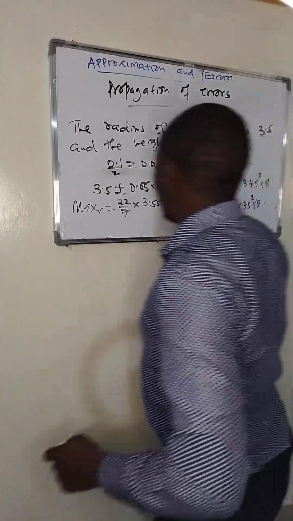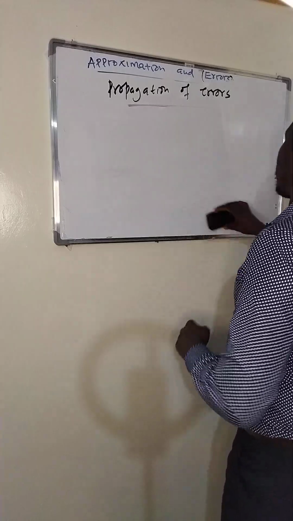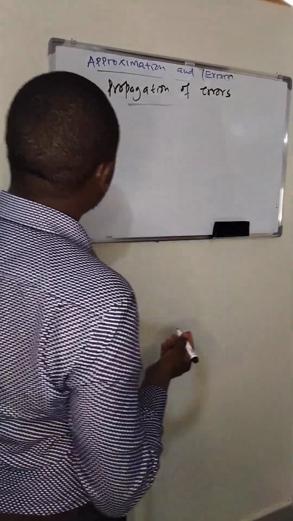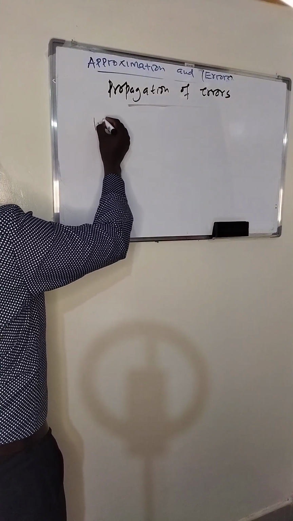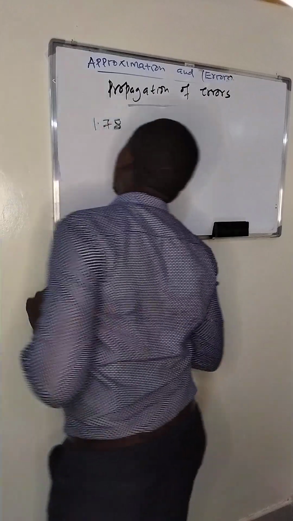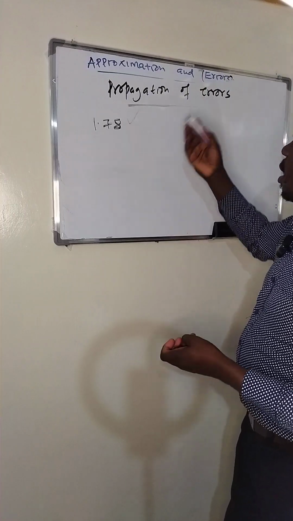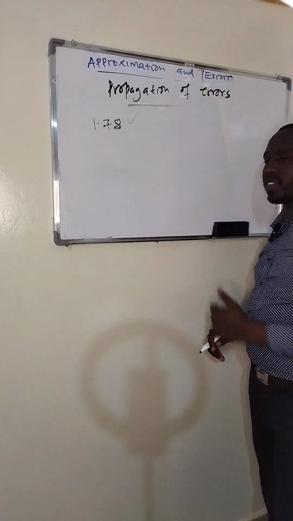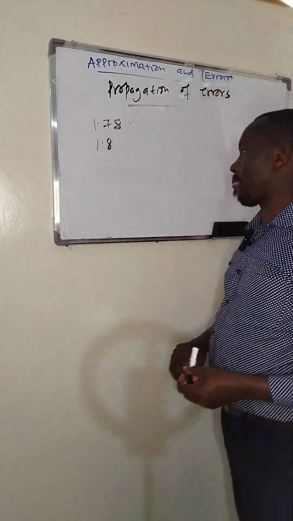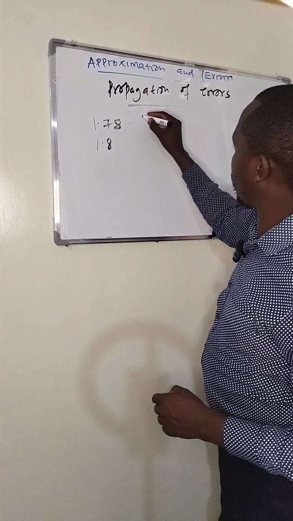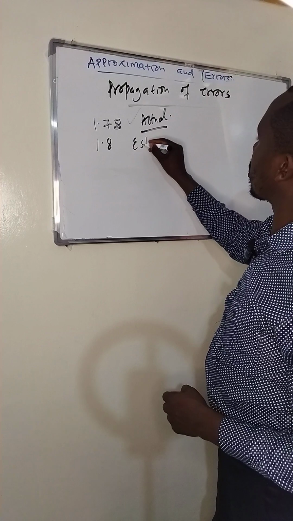Let's take an example before we conclude. You're told that a student got the answer as 1.78, so let's say in our measurements or calculations, the answer is 1.78. Instead, the student gave the answer as 1.8. So this is actual. This is what was expected. This is the estimate.